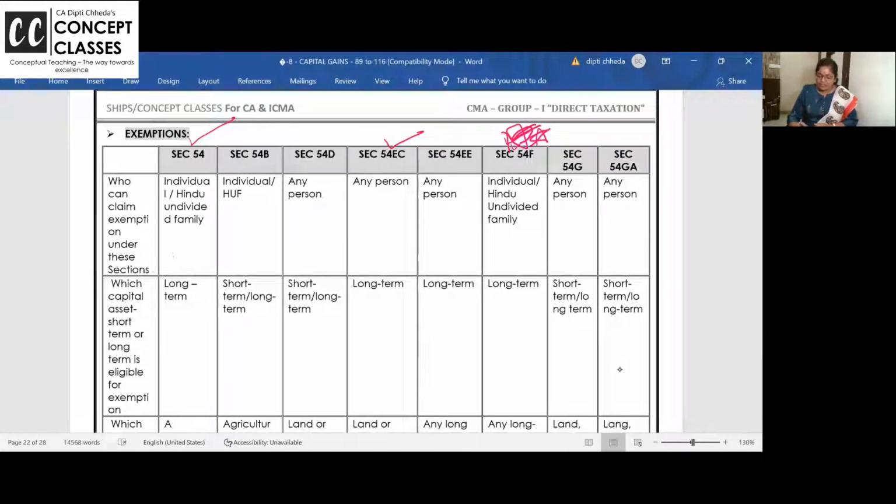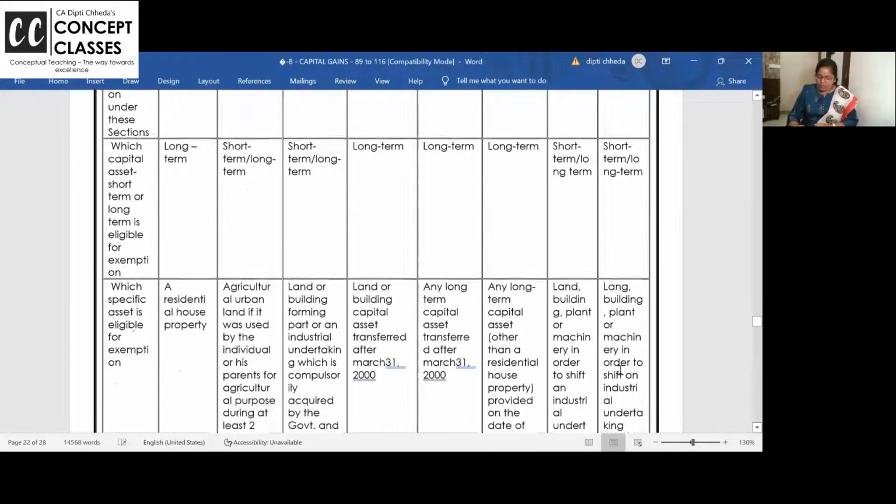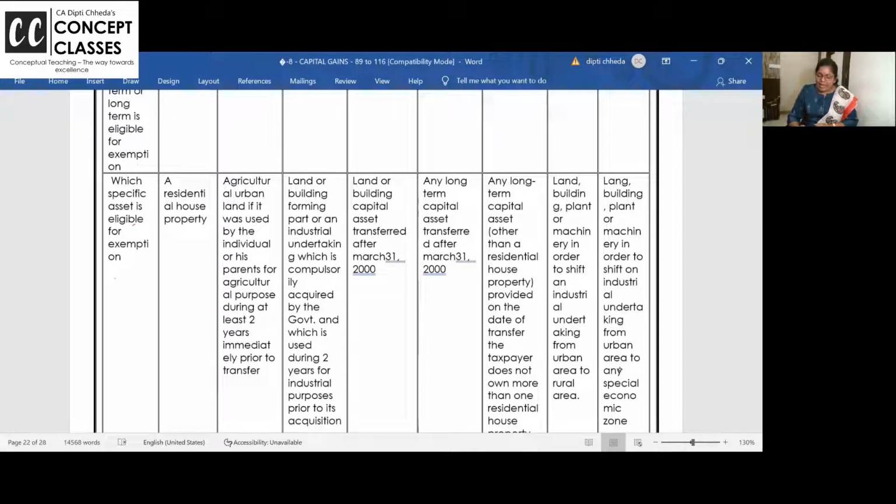Individual and HUF, short term और long term दोनों में मिलता है. Agricultural urban land. I want to repeat. Rural agricultural land which is in the outskirts of 8 kilometers of city radius, वो तो वैसे भी exempted. If you cultivate it or if you sell it, it's exempt. But are there urban agricultural land? Yes, city के within the city limits.